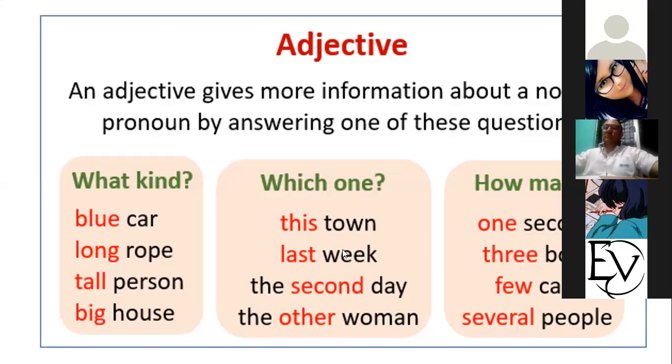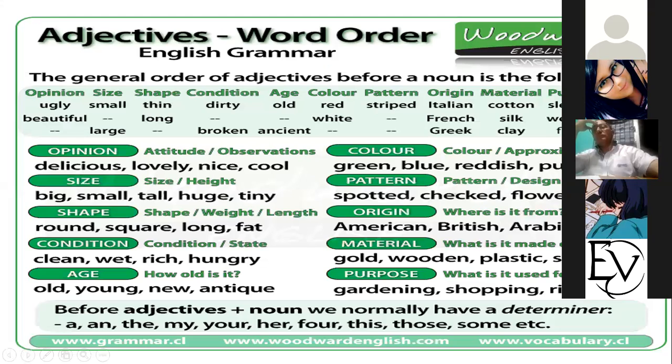Okay, vamos a avanzar un poquito en la presentación. Okay, here I have another chart that tells us about the general order of adjectives. We can order adjectives by opinion, by size, by shape, by condition, by age, by color, by pattern, by origin, by material, by purpose, and by noun.